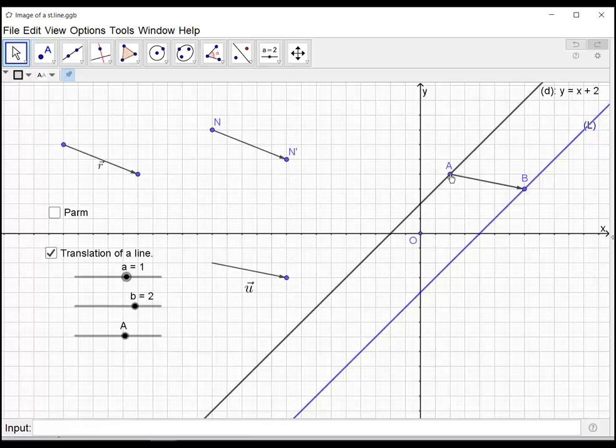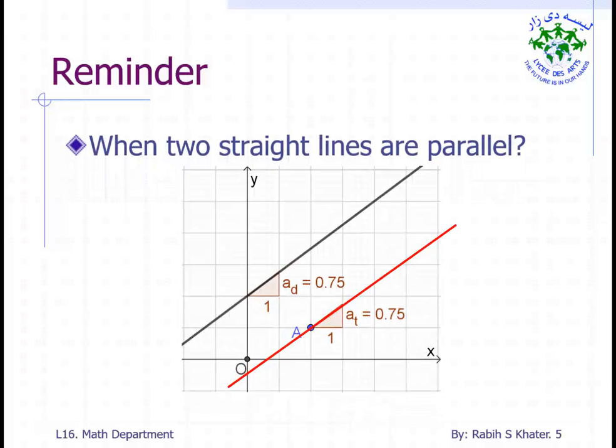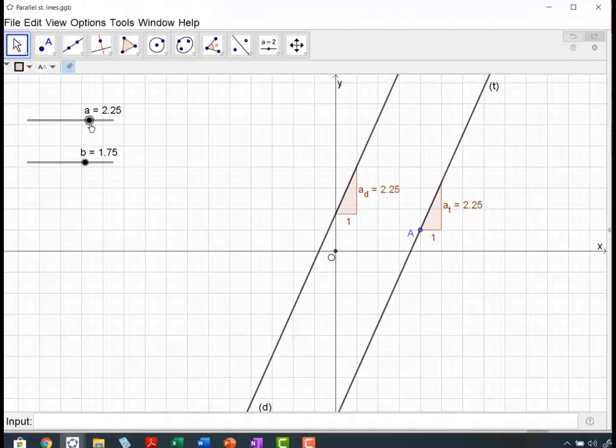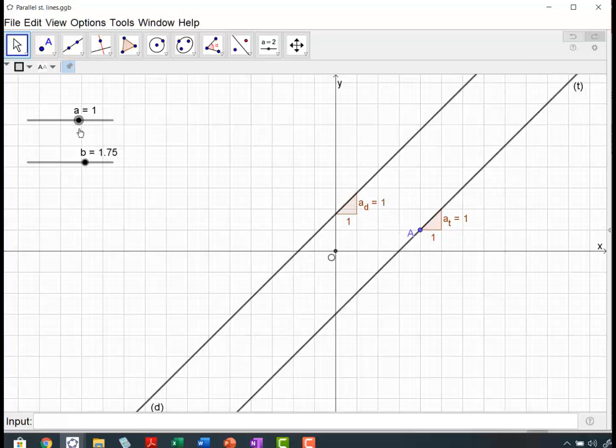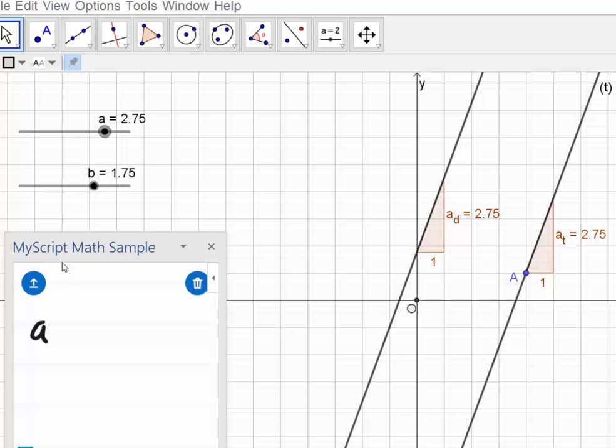Now, if A is any point on a straight line D, and B is the image of A by vector U, then B is on the straight line L. When are two straight lines parallel? Well, two straight lines are parallel if they have the same slope. And we write the slope of straight line D equals the slope of straight line L.